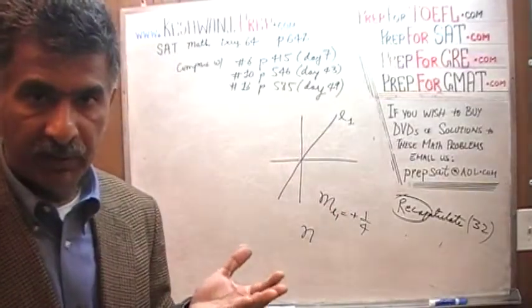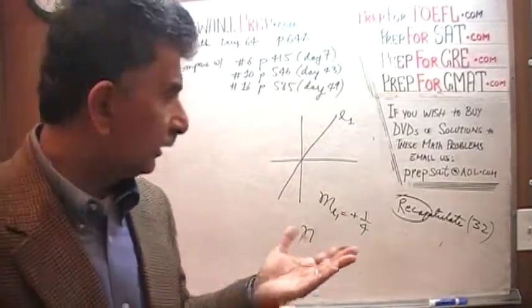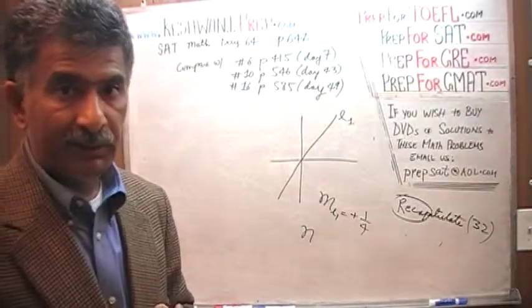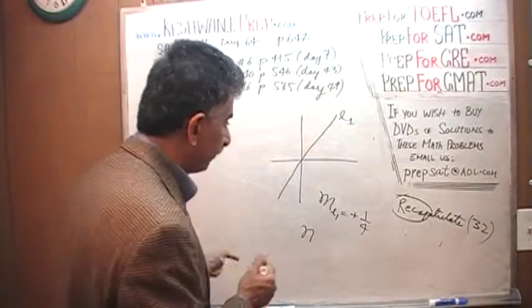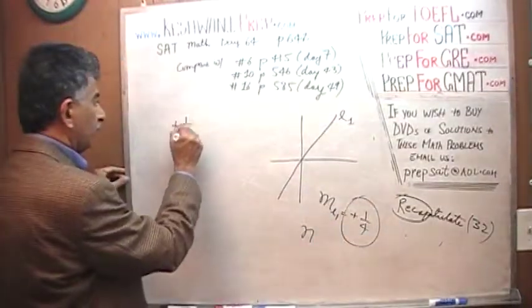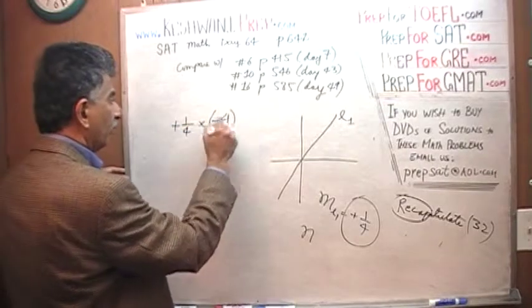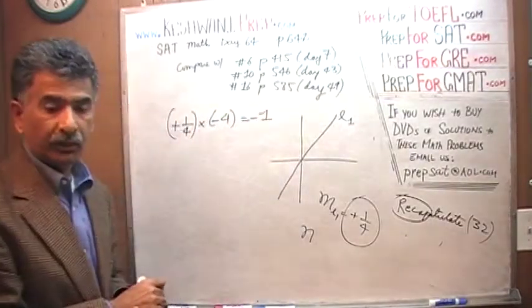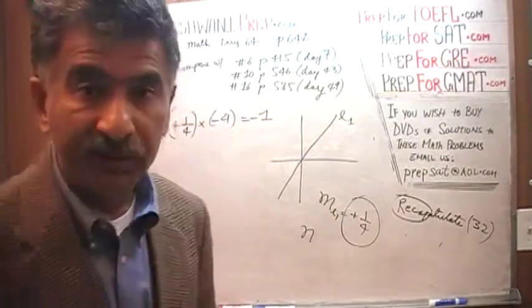That's how we arrived at the conclusion that line L1 is in fact positively sloped, and not only that it is positively sloped, but the slope of line L1 is positive 1/4. Why? Because positive 1/4 and a -4 gives us the product of the two slopes to be -1. So far, so good. Now let's read the rest.